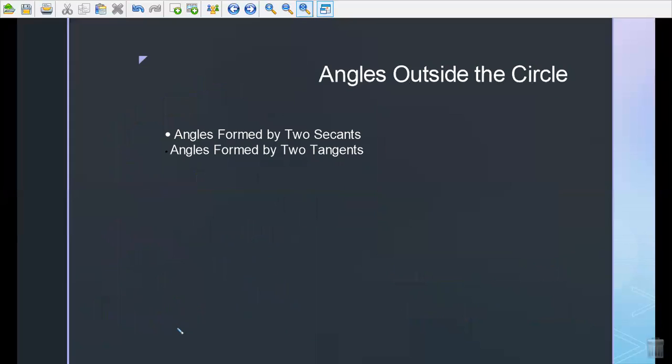All right, outside the circle. Okay, so now I've got angles formed by two secants and angles formed by two tangents. Remember, a secant is kind of like an extended chord. It goes through the circle. A tangent never actually goes into the circle. It touches at exactly one point and stays outside of your circle.